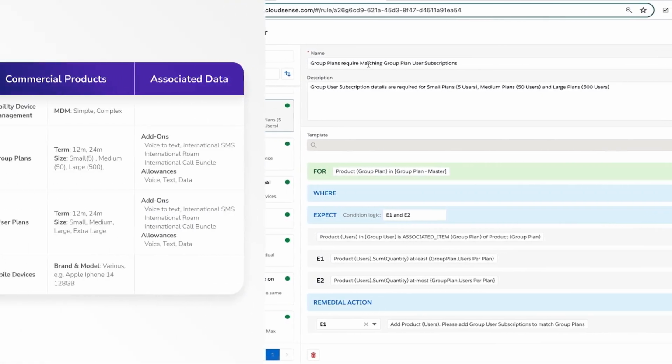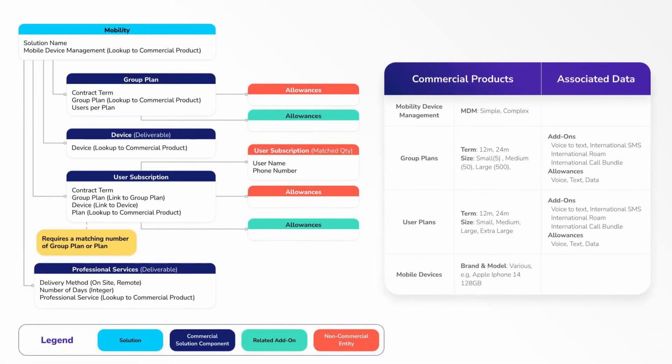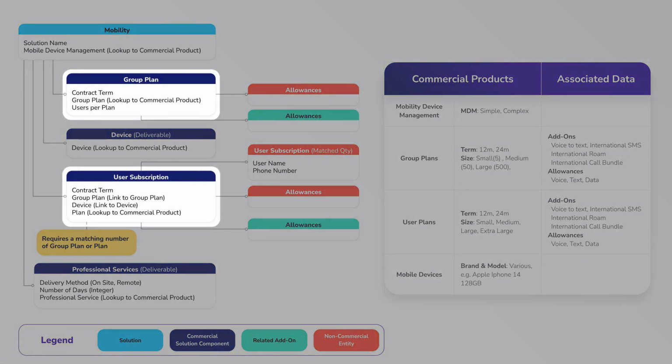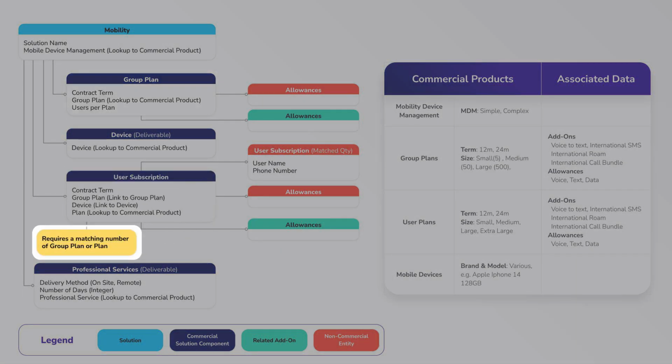So let's take a look at a real example. We will be considering a compatibility rule for a mobility solution that contains group plans and user subscription components, and a rule which states that the quantity of user subscriptions must match the number of group plans. For example, if a medium group plan, 50, is selected, then a compatibility issue should be flagged until the shopping cart also contains 50 user subscriptions.